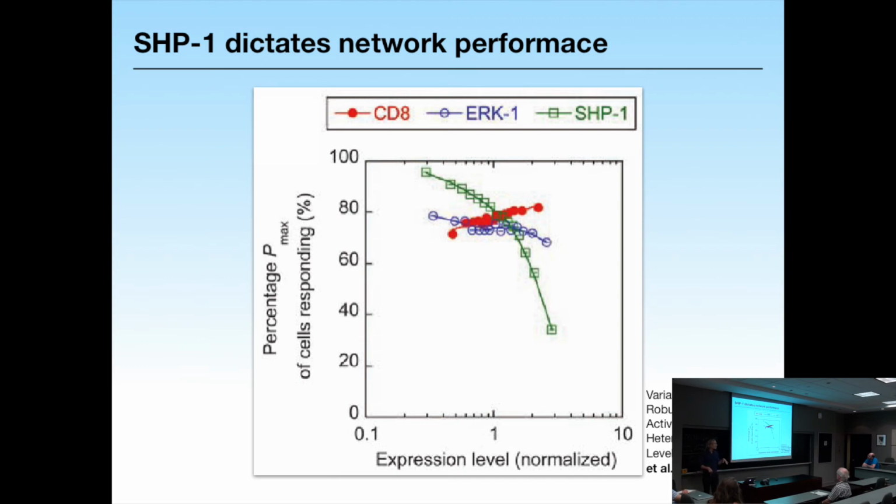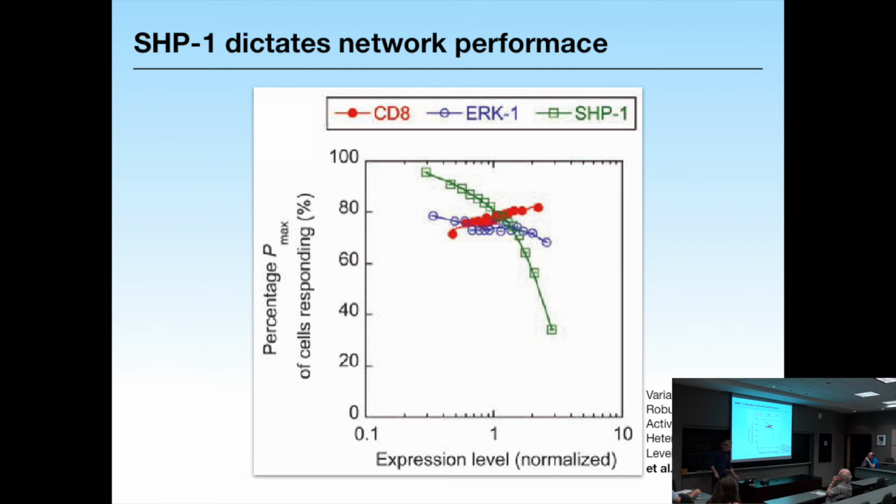Then the same accounts for the number of receptors. But if you change SHIP1 by only 2-fold, you see a dramatic decrease in responding cells. So really the negatively regulating effect of SHIP1 is tremendous. And this is what we've captured also in retrospect with our parameter reduction algorithm.